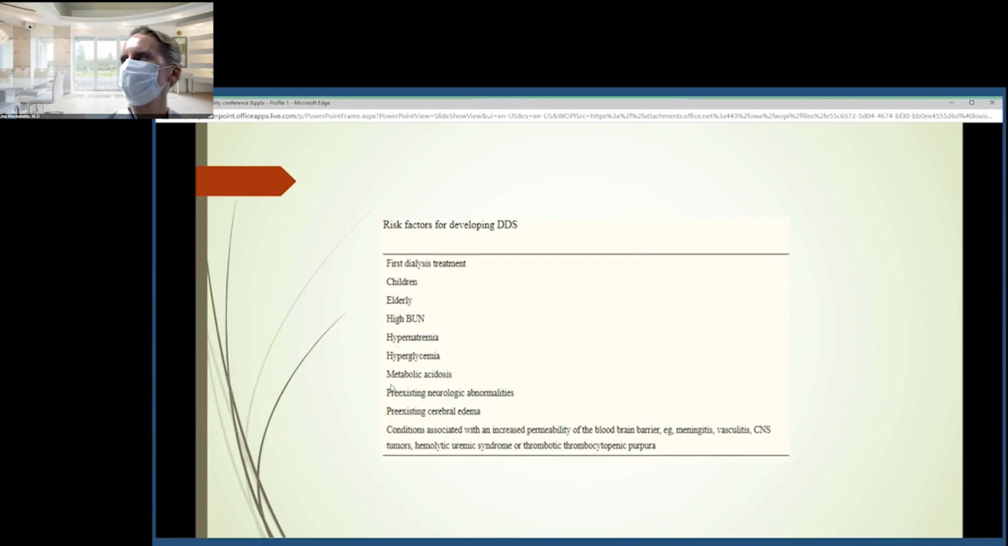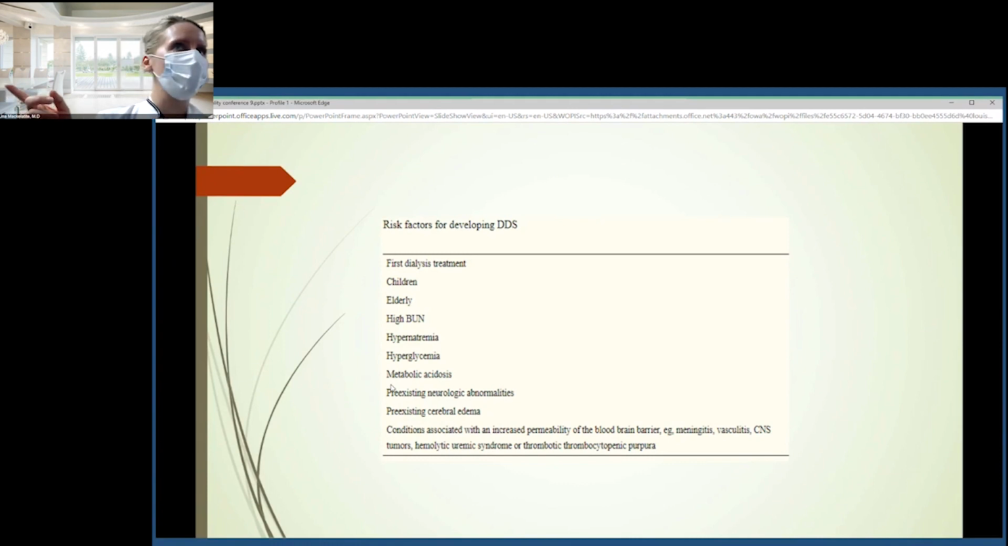This also shows risk factors for developing disequilibrium. First dialysis treatment, people will get it more often. Children, old people, then of course high BUN, hypernatremia. If somebody's hypernatremic and you drop their sodium during dialysis, hyperglycemia.